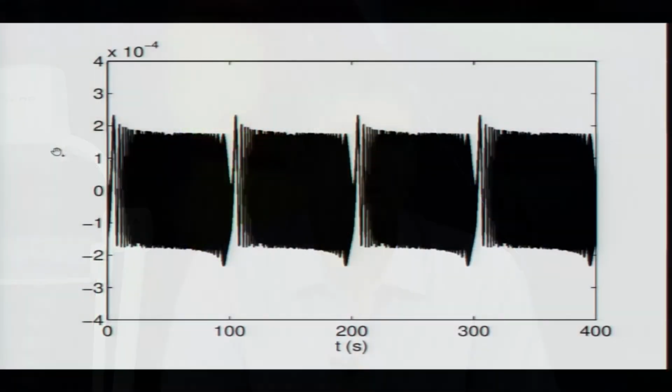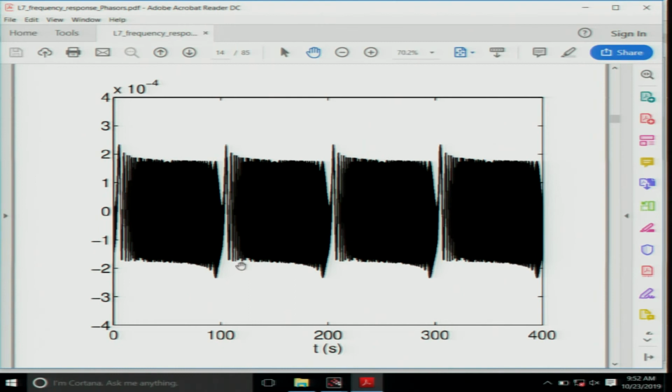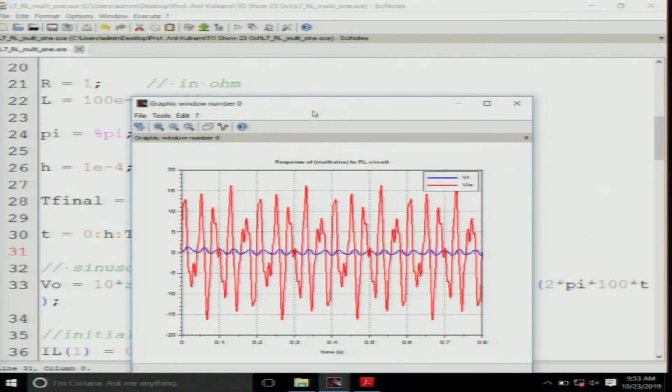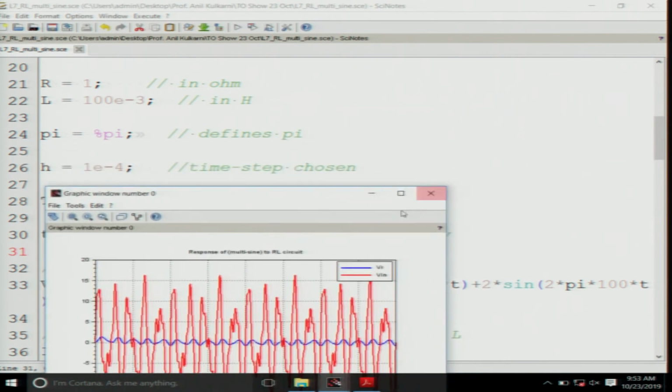Let us go back to the circuit. We will not take this kind of signal right now; we will just take a simple multi-sine in our simulation and try to redo this. In our multi-sine we just take 3 sines. What are the 3 sines? 25 hertz, 40 hertz and 100 hertz, as shown in the program here.